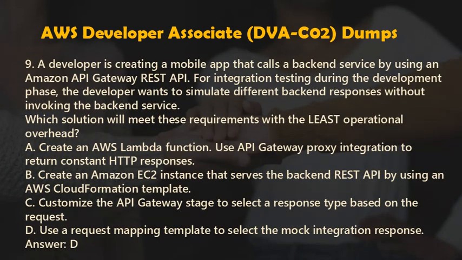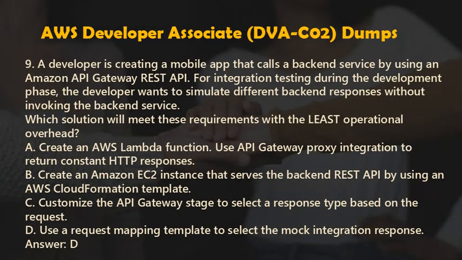9. A developer is creating a mobile app that calls a backend service by using an Amazon API Gateway REST API. For integration testing during the development phase, the developer wants to simulate different backend responses without invoking the backend service. Which solution will meet these requirements with the least operational overhead?